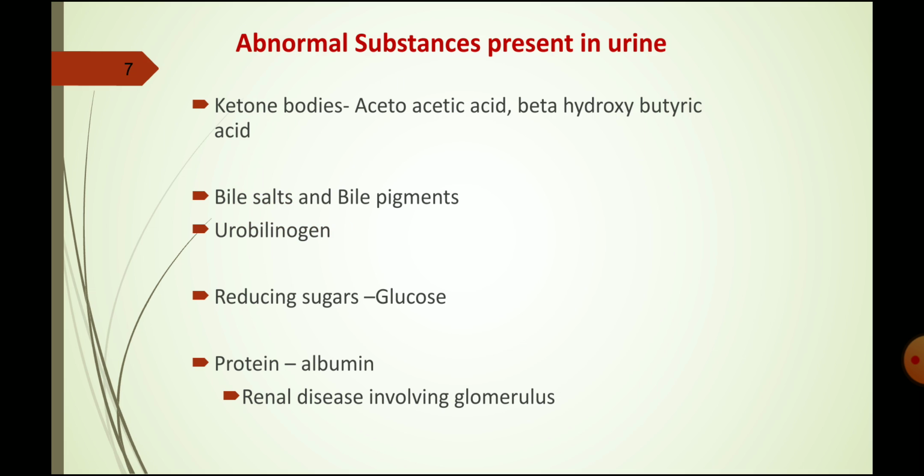Ketone bodies, bile salt and bile pigment, urobilinogen, reducing sugars, usually glucose, and protein. The major protein present in the urine is albumin, and renal disease involving the glomerulus usually produces proteinuria.